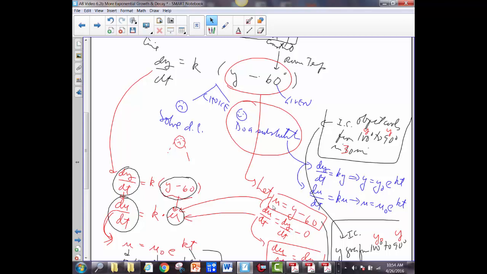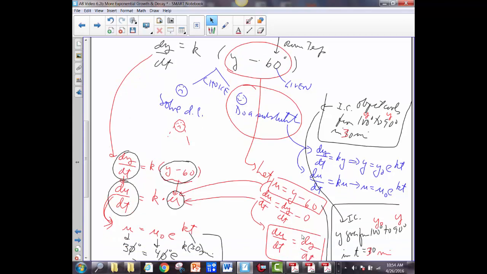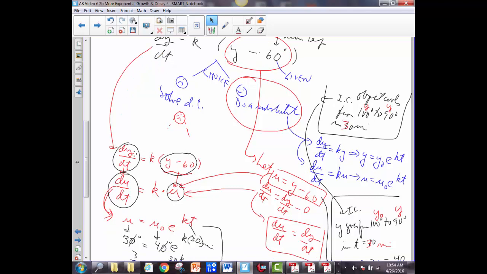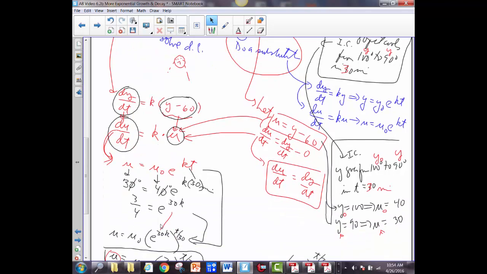If we do that, then d/dt of each side becomes du/dt equals dy/dt minus 0. So it turns out that du/dt is the same thing as dy/dt. If I take this equation, I can replace dy/dt by du/dt, and I can replace y minus 60 by u. Now I have this, and this does become u equals u0 times e to the kt.